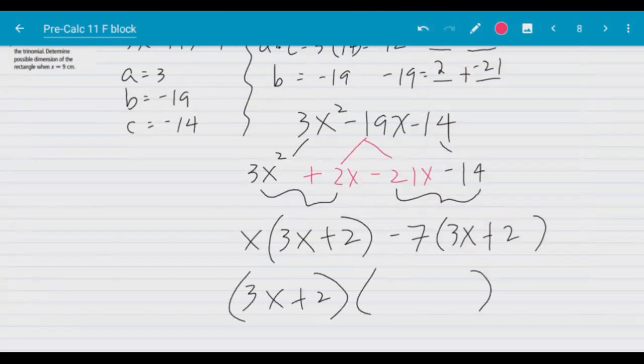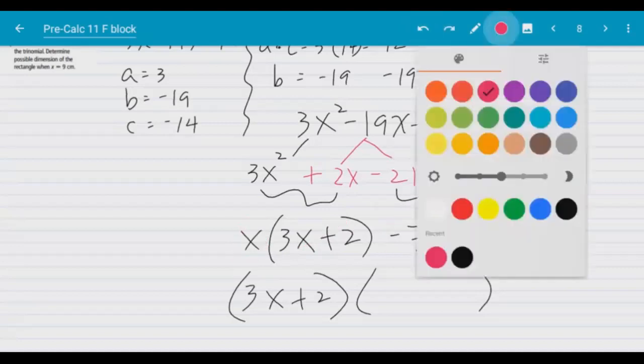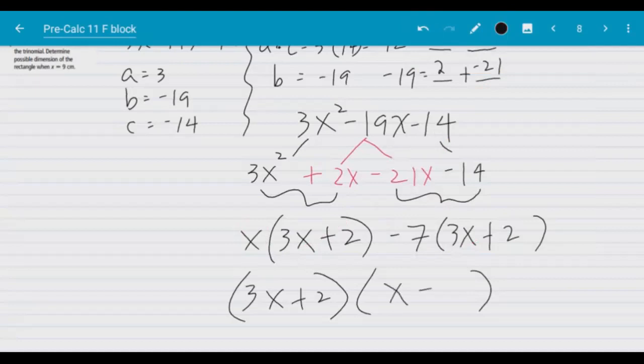Now, if you're thinking, I'm not sure what that means. Now, guys, look. If I factor out the 3x plus 2 from this, this would go away, this would go away because it's a common factor. What is left? Only the x and the minus 7. And those two are what are going to go in here. And there is your answer, okay? So the factored form of 3x squared minus 19x minus 14 is this one. So we have answered letter A.